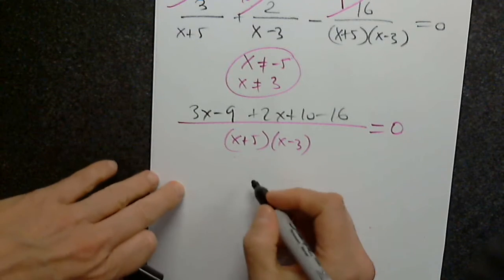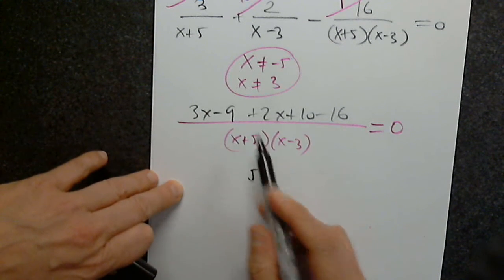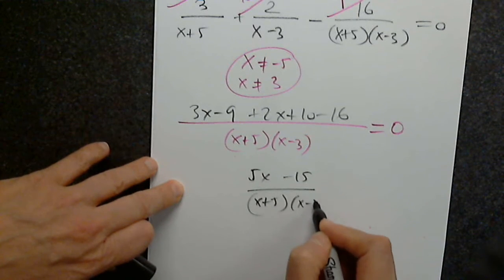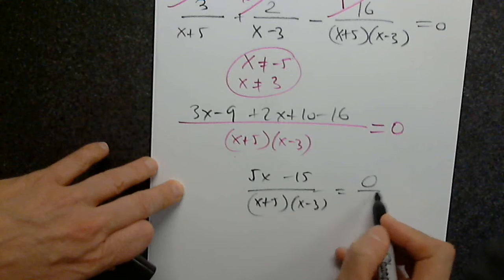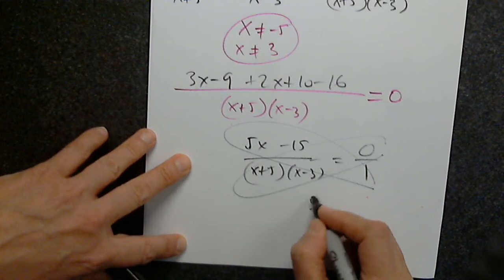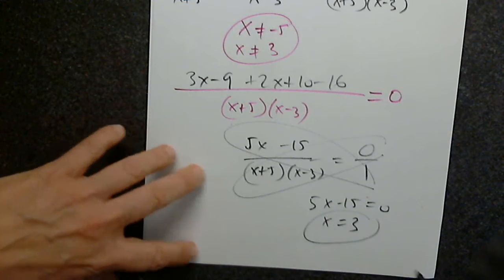Combine like terms. So I have 5x. So negative 6 minus 9 is negative 15, divided by x plus 5, x minus 3 equals 0 over 1. Why? Because now this is a proportion. And it's easy to write this and get x equals 3.